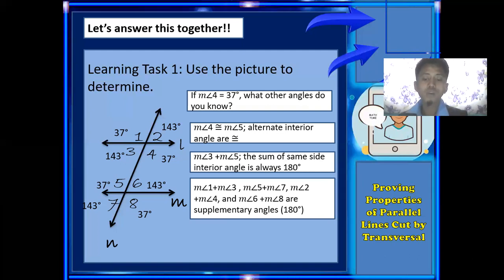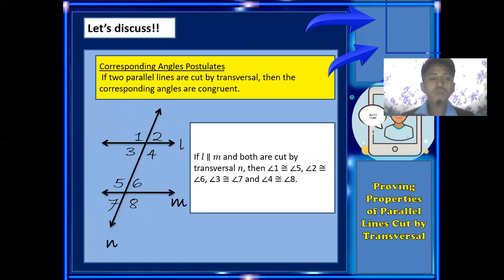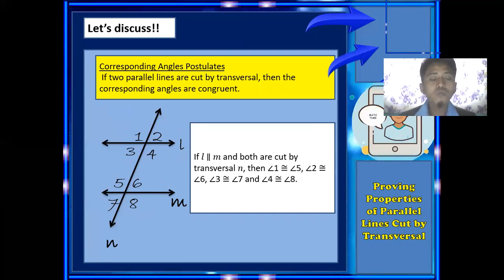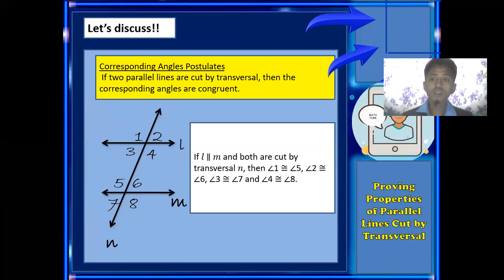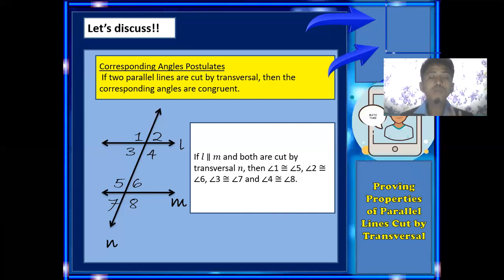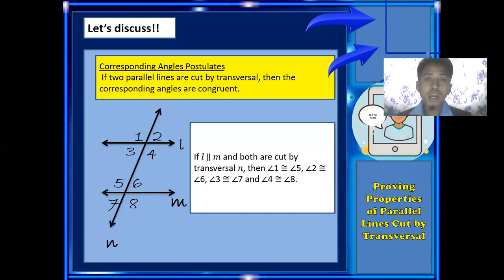If you don't have any question, let's discuss further this corresponding angle postulate. What is this corresponding angle postulate? The concept is, if two parallel lines are cut by a transversal, then the corresponding angles are congruent. The only concept of this postulate is that all corresponding angles are congruent. If two angles are corresponding angles, automatically they are congruent, or they are the same in measure, or their measurement is equal.